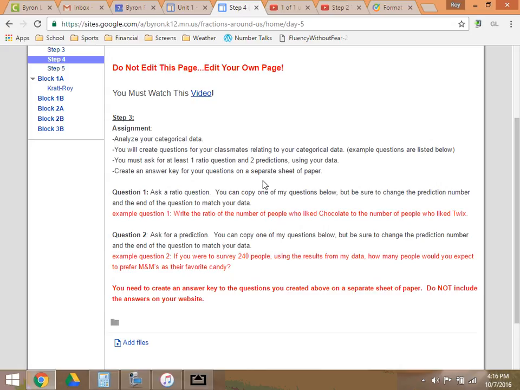I asked you one ratio question. I asked you to write the ratio of the number of people who like chocolate to the number of people who like Twix. So this is an example question. You need to ask a similar question, only obviously you have to change your words from chocolate and Twix to whatever words match your data.